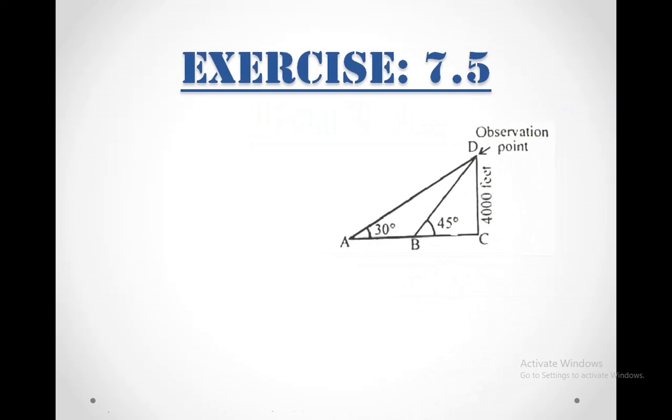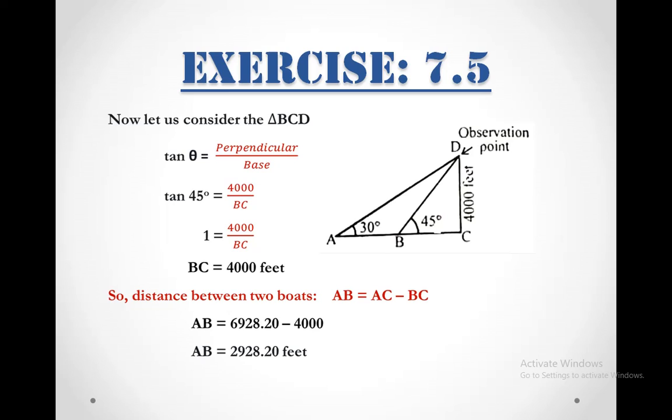We have from the diagram now, in triangle BCD, tan of theta is equal to perpendicular over base. This time tan 45 degrees is equal to CD over BC. You all know tan 45 degrees is equal to 1. So 1 is equal to 4000 over BC. Very simple, BC becomes 4000 feet.